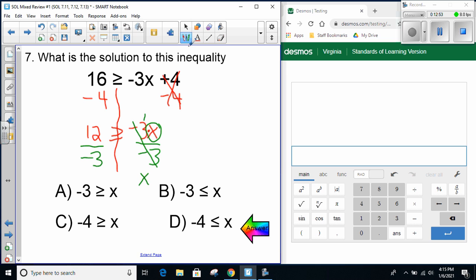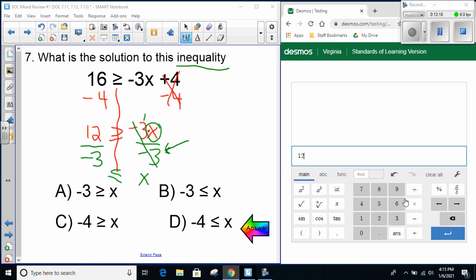But we have to be very careful because when we're working with inequalities, there's a special rule. If we multiply or divide by a negative, which we just did, we just divided by negative 3, we have to flip this symbol around. So this symbol was facing this way, so now we're going to make it turn around so that it's facing the opposite way. And then our last step is to do 12 divided by negative 3.